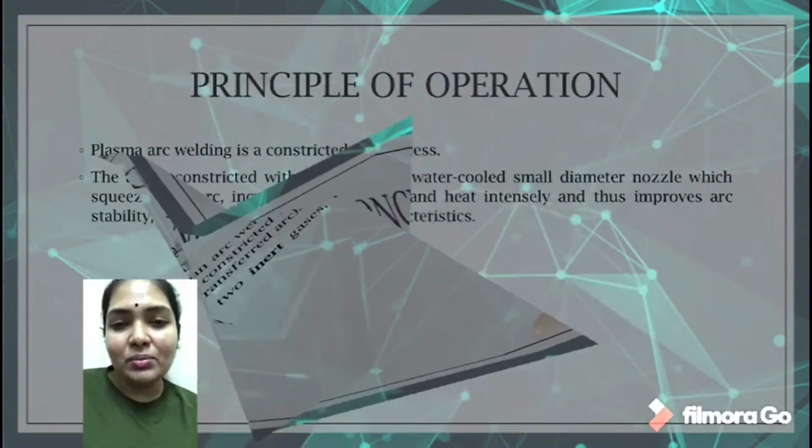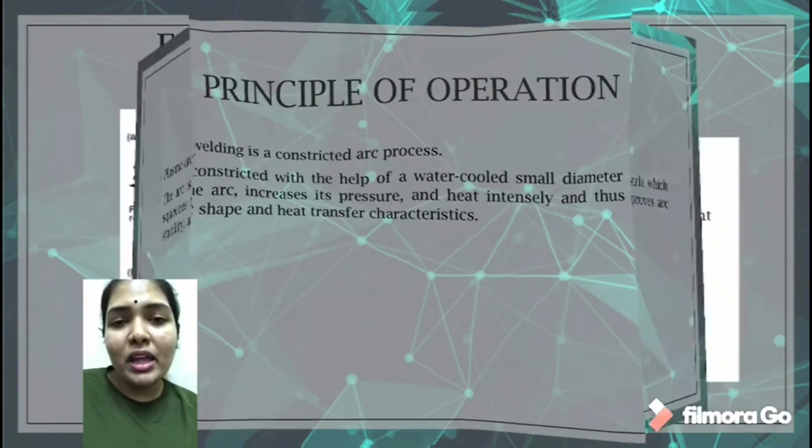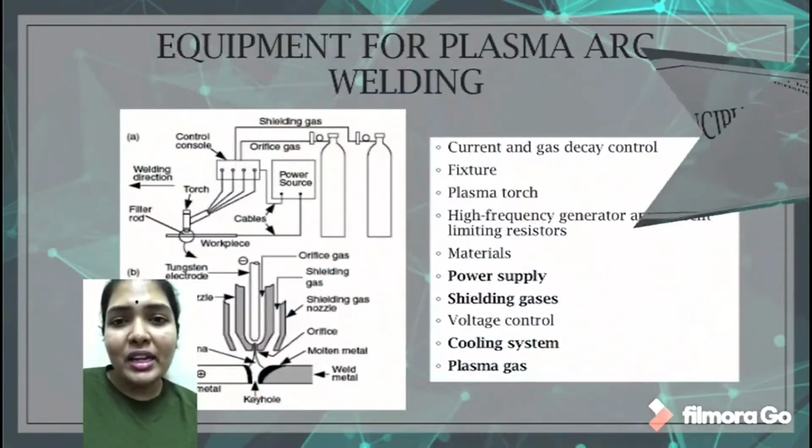Principle of operation. Plasma arc welding is a constricted arc process. The arc is constricted with the help of a water-cooled small diameter nozzle which squeezes the arc, increases its pressure and heat intensity, and thus improves arc stability, arc shape, and heat transfer characteristics. Equipment and the function: current and gas decay control.